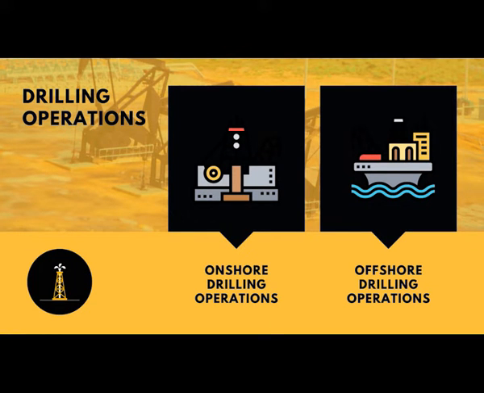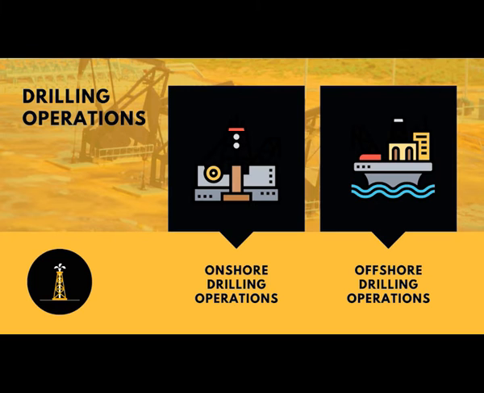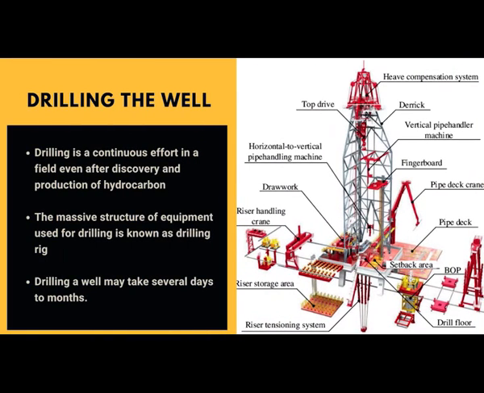Now, after identifying the oil potential through the exploratory well, we have to go ahead with the full-fledged drilling operations. Again, these full-fledged drilling operations can happen on land or sea. If it is happening on land, it is known as onshore drilling operations. If it is happening at sea, it is known as offshore drilling operations. To perform this drilling, we use a complex set of equipment known as a drilling rig.